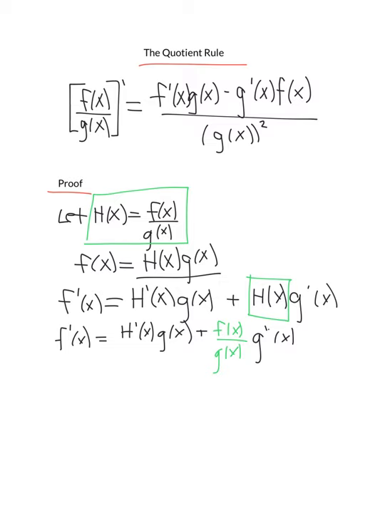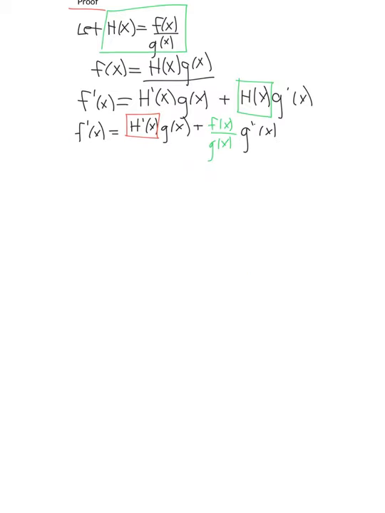Now, keeping in mind our end goal is to prove this left side is equal to this right side. We did replace the left side with h of x, so really we are attempting to prove h prime of x. With that in mind, I'm going to rearrange this last line to get h prime of x isolated.